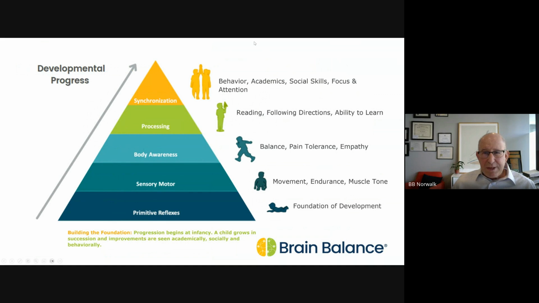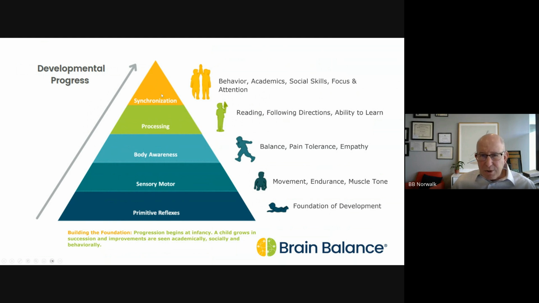Looking at the brain in a different way, what we call a developmental pyramid, what we want for every child is good synchronization and good connectivity in the brain. That's the goal. But we have to go back as far as we can in development. We have to look to see, have all primitive reflexes or developmental reflexes been integrated? How are these sensory motor systems functioning? Body awareness, visual systems, auditory systems, processing systems. And then we have ways of assessing synchronization in the brain. So the goal is a bottom-up approach.